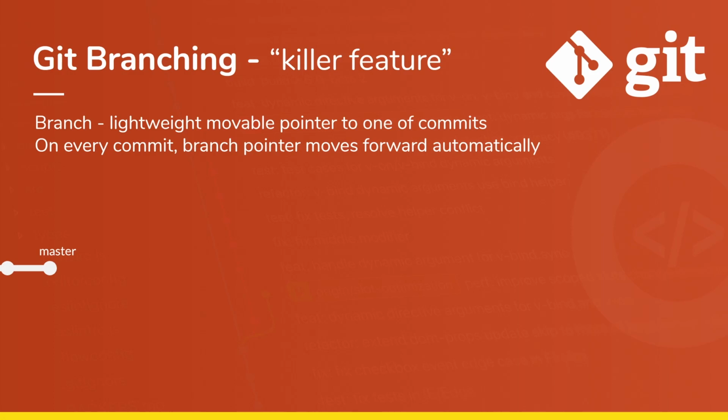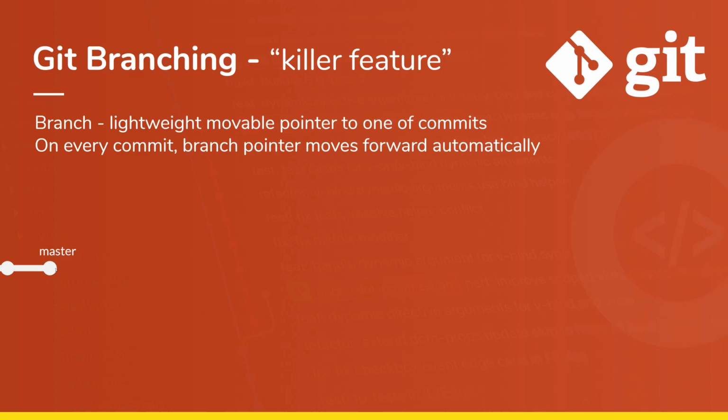Okay, Git branching, which is sometimes called Git's killer feature, is really important one to know when working with Git. Okay, branch is a lightweight movable pointer of one of the commit messages. On every commit you make, branch pointer moves forward automatically. By default, when you initialize a project, it creates a master branch. Okay, let's have a look.